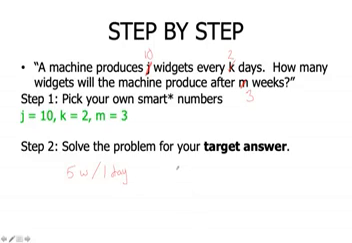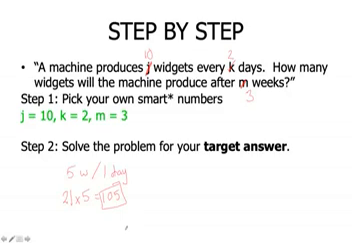So how many widgets will it produce in 3 weeks? Well, in 1 week there are 7 days. In 3 weeks there are 21 days. So I'm going to multiply 5 by 21. 21 times 5 gives me 105. So 105 is my target answer.